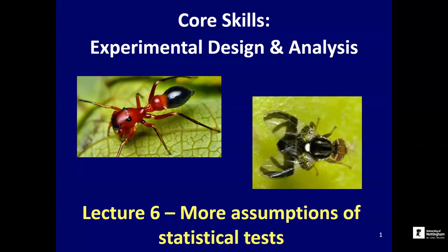Hi guys, welcome back to the Experimental Design and Analysis section of the Core Skills course. This is lecture 6 in the content that I'm going to be delivering, and we're moving on from last week's lecture, which started to look at the assumptions of parametric statistical tests, to look in more detail at those assumptions and in fact a whole bunch of other assumptions which you maybe weren't even aware existed.